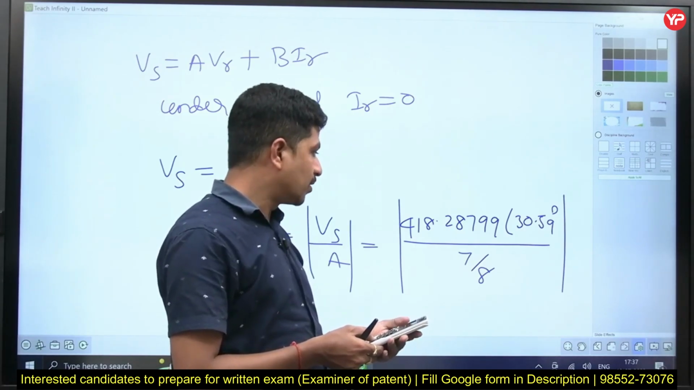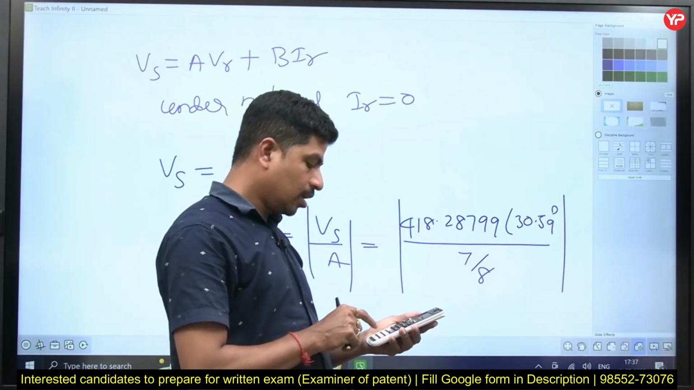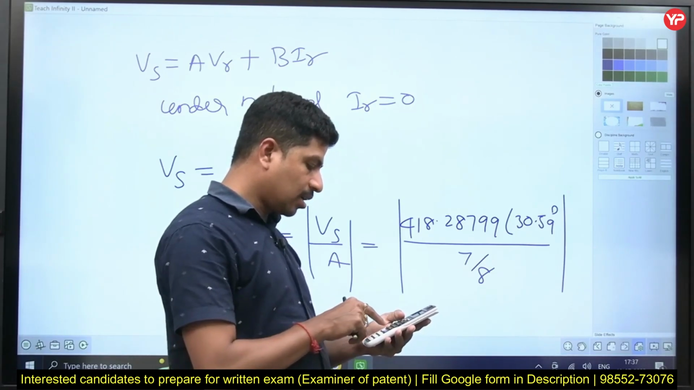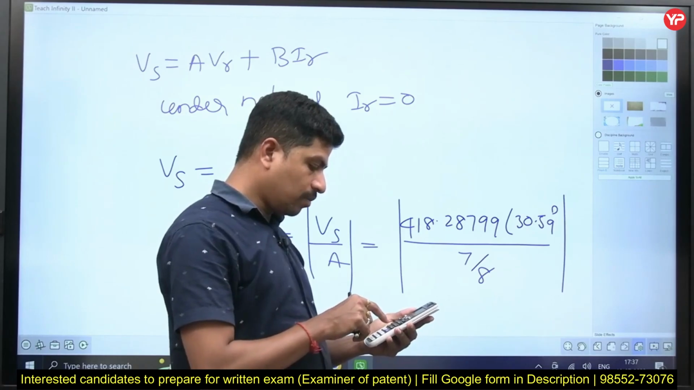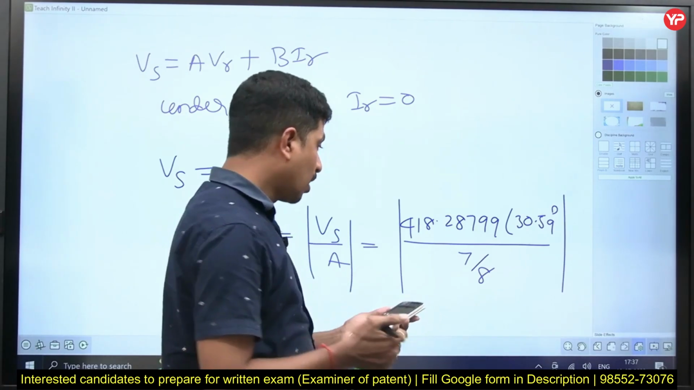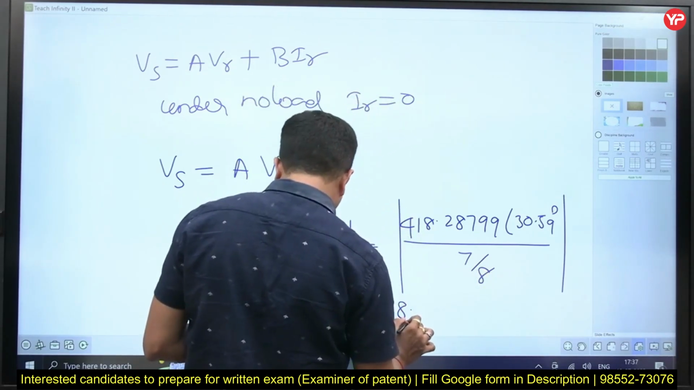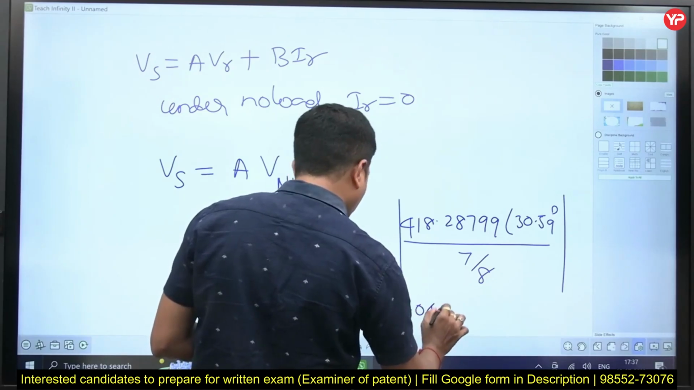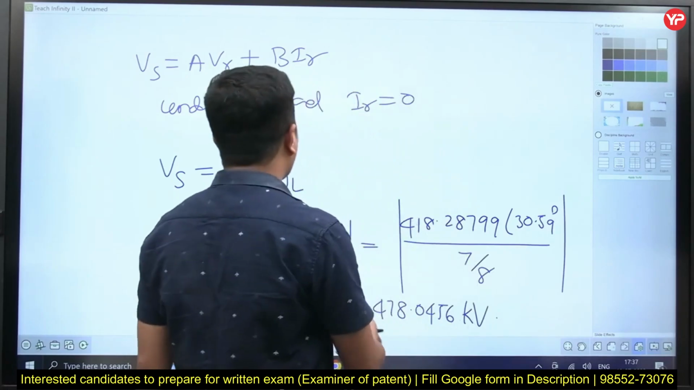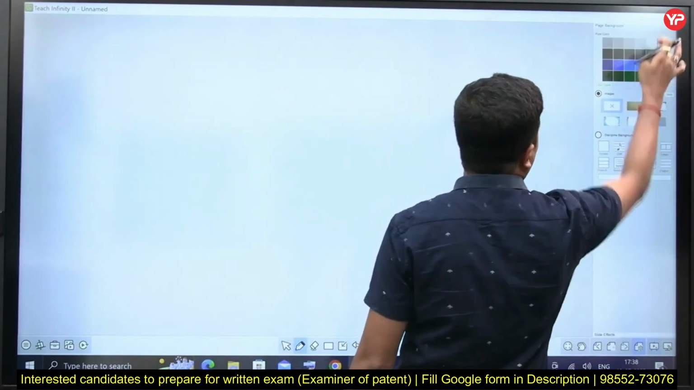I think it has to rise. Why? Because 7 by 8 is less than 1. Okay, let me convert into polar form again. Yeah, I got it as 478.0456 kV. All these are in kV. I got the no load voltage and the full load voltage.